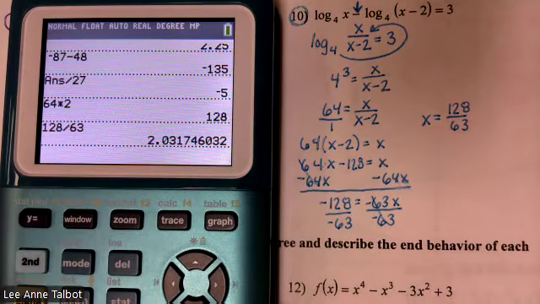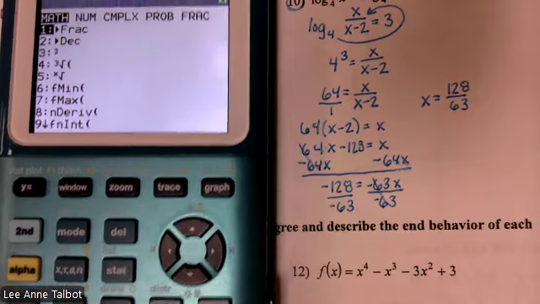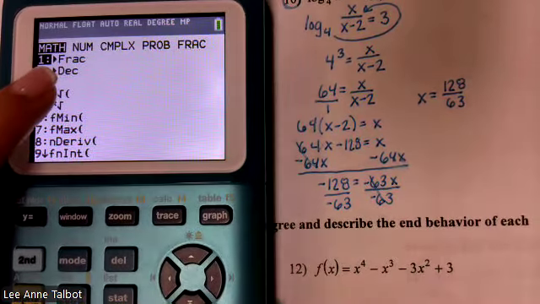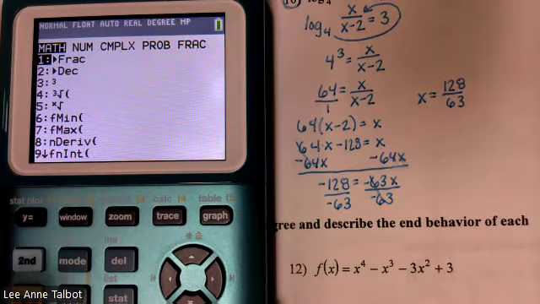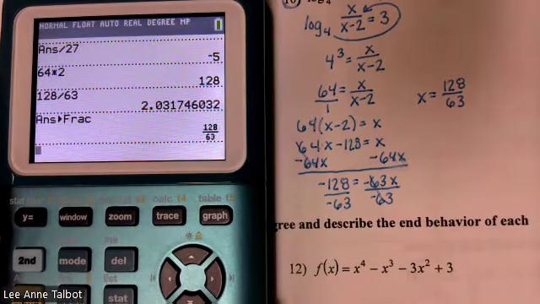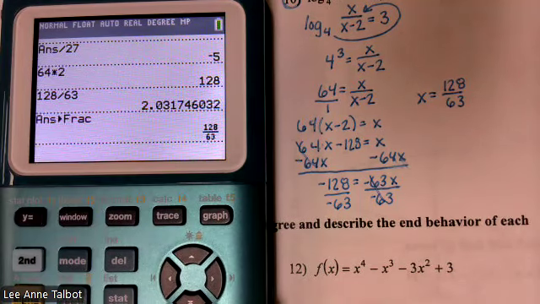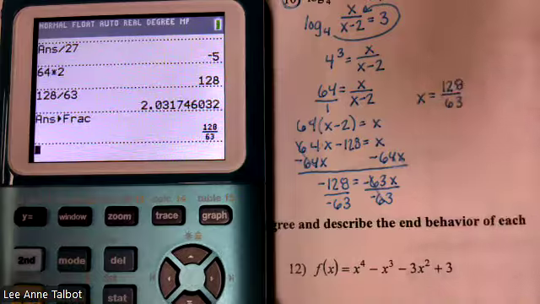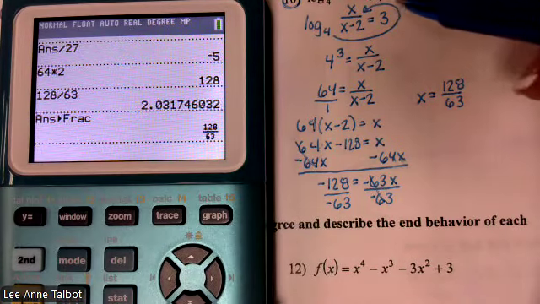Bad. Okay, and then what I'm going to do is I'm going to push the math button. The math button seems to be where everything lives in this calculator. And the very first thing says, hey, do you want me to change it to a fraction? Yes, yes, I do. Enter, enter. And it tells me that 128 over 63 is the reduced form. You can't reduce it any more than that.